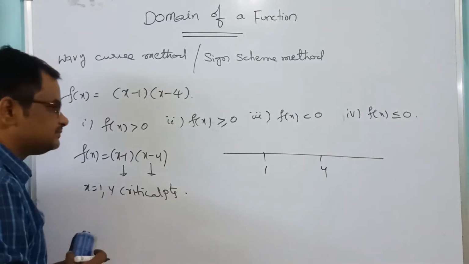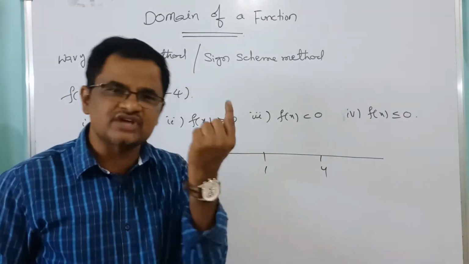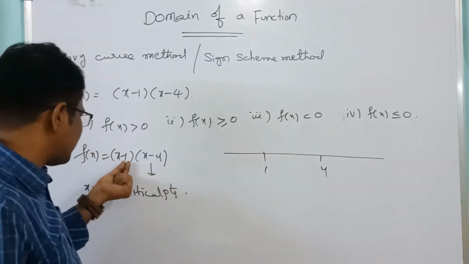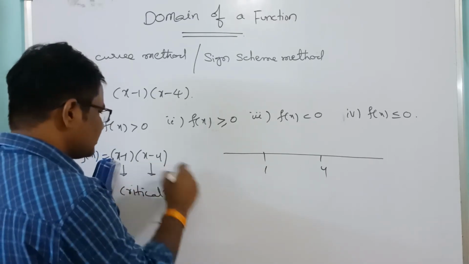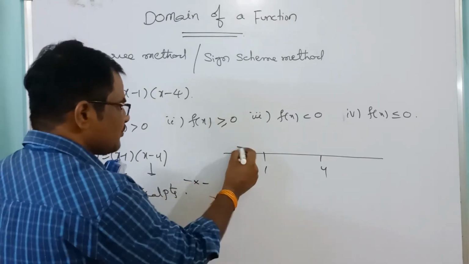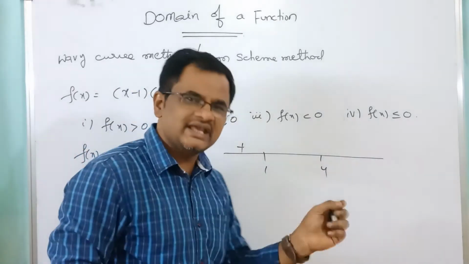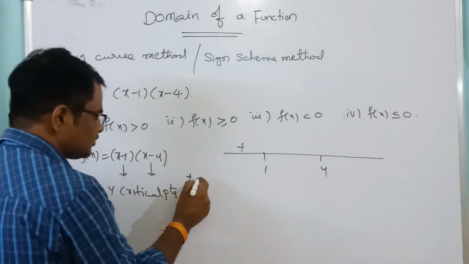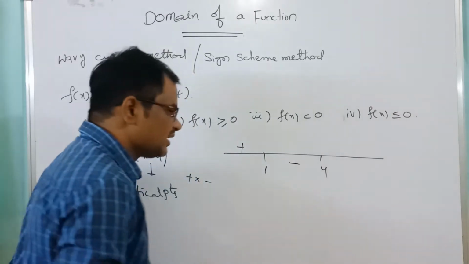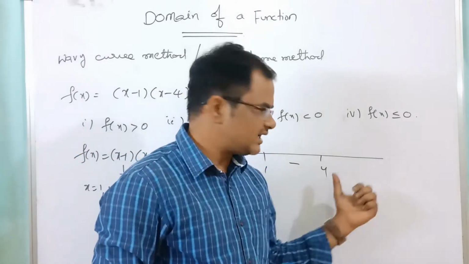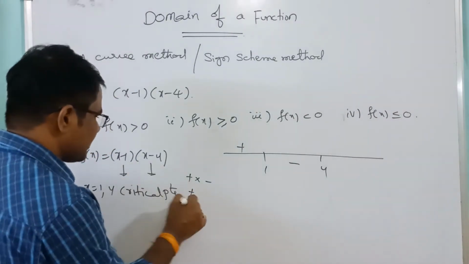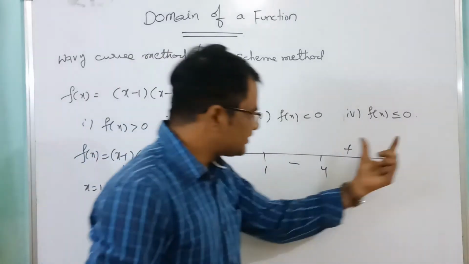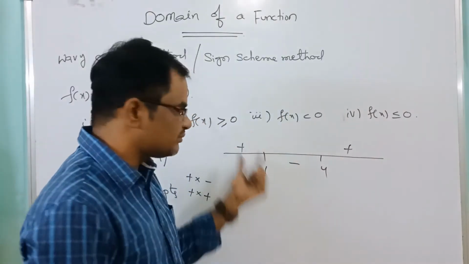Those two we have to mark on the real number line. After that, for less than 1, substitute any one value in this and identify whether it is negative or positive. Less than 1, I will substitute 0: 0 minus 1 is negative, 0 minus 4 is also negative, negative into negative is positive. Next, between 1 and 4, substitute 2: 2 minus 1 is positive, 2 minus 4 is negative, positive into negative is negative. Next, greater than 4, substitute 5: 5 minus 1 is positive, 5 minus 4 is positive, positive into positive is positive. Sometimes the signs alternate positive, negative, positive, but it does not work always.